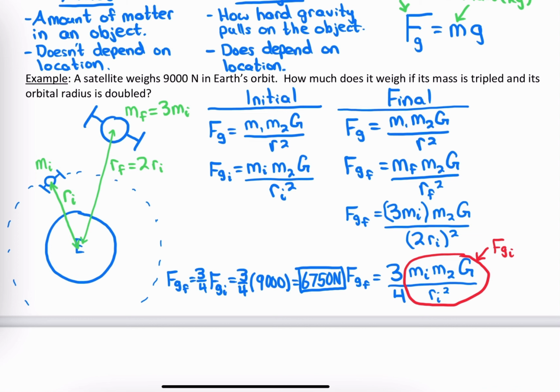Again, we know M2, the mass of the Earth, so we could have just plugged that in, but I'm glad we didn't because we never ended up using it. Same with big G. We know what that is. We could have plugged that in, but we never ended up needing it, so I'm glad we didn't.